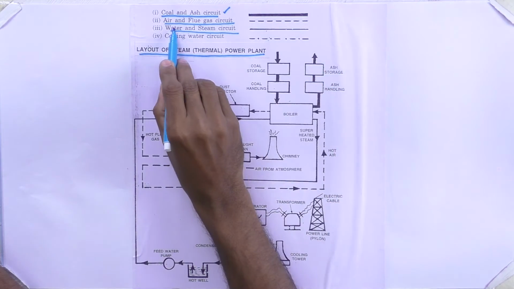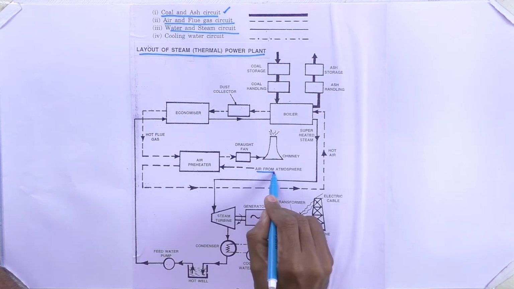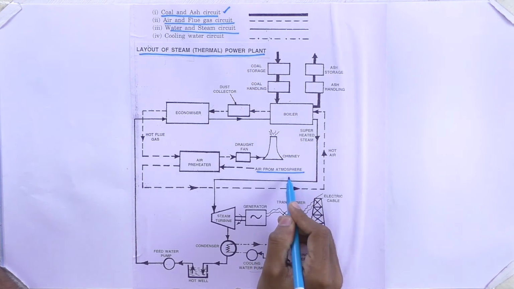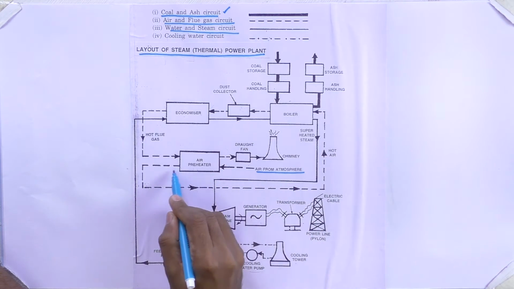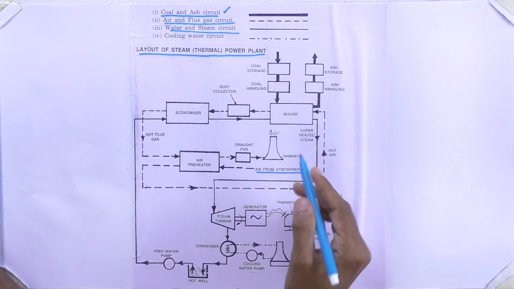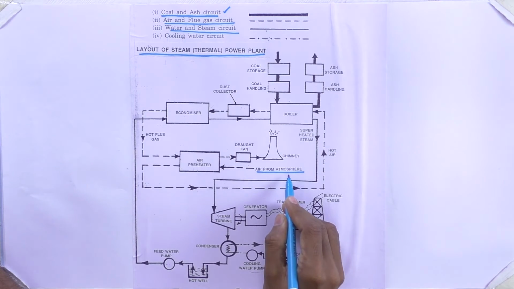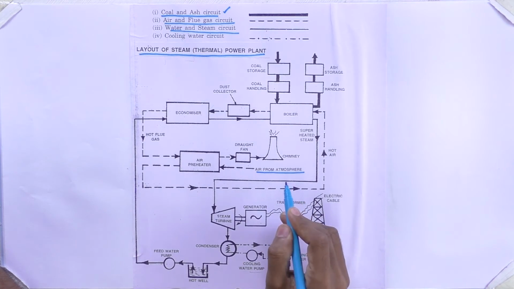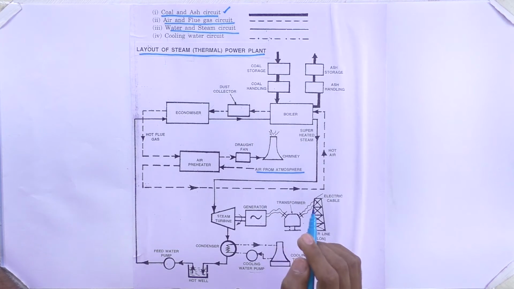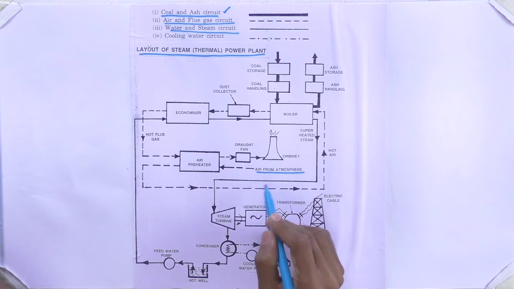Then second one, the air and flue gas circuit. The air and flue gas circuit means we get the air from the atmosphere. That air passes through the air preheater, because the air sent to the furnace is used to increase the burning capability of the coal inside the furnace. That air may be moist when it is in a cold season or winter season, or it may be in a rainy season.